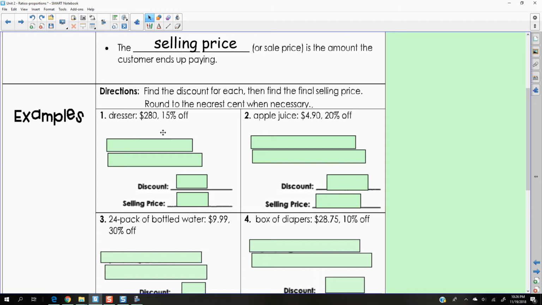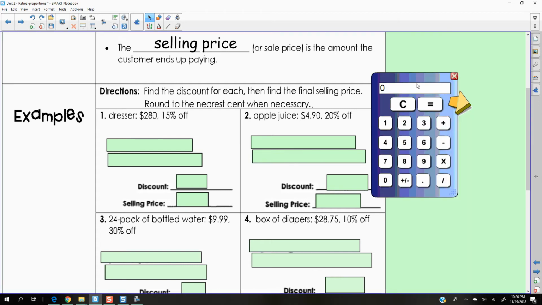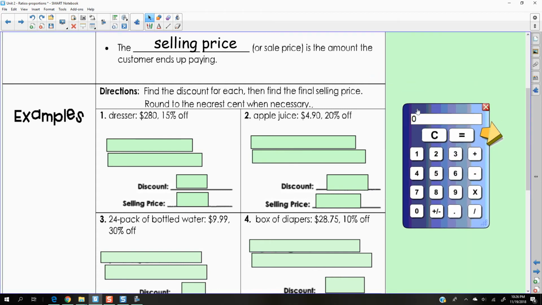Now you have to think logically. If a dresser costs $280 and we're getting a 15% discount, that means 15% is taken off. So we know the answer has to be less than $280. All you do, and it's so simple, is get your calculator, and all we do is multiply. We're actually finding 15% of 280.